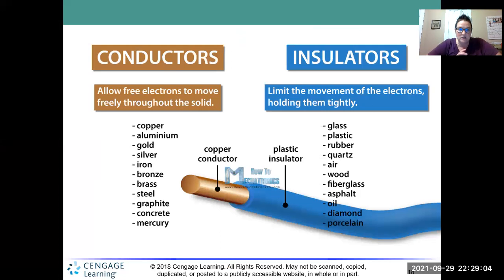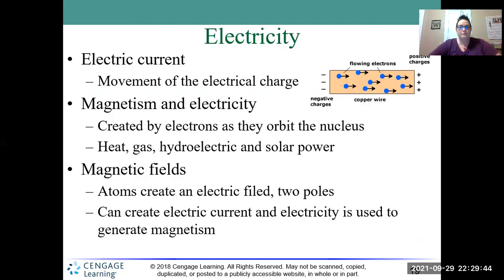Some examples of conductors, remember, they allow the free electrons to move freely through a solid: copper, aluminum, gold, silver, iron, bronze, brass, steel, graphite, concrete, mercury. You can see these are usually encased inside an insulator, such as glass, plastic, rubber, quartz, a lot of different ones, air, wood. All of these are going to limit the movement. So you've got a conductor encased inside an insulator a lot of times, and that helps to regulate the flow so that it's not just an open free flow.